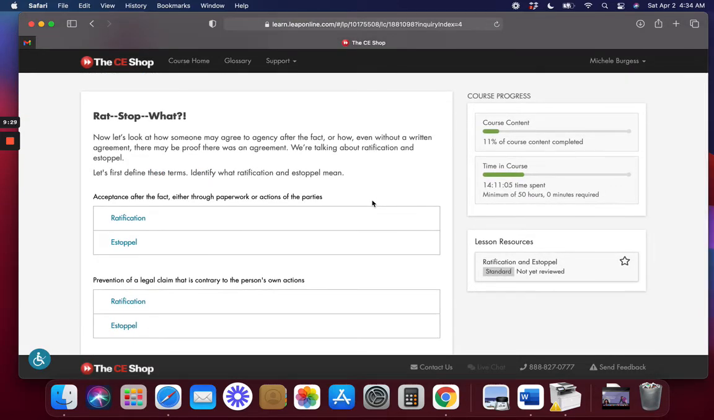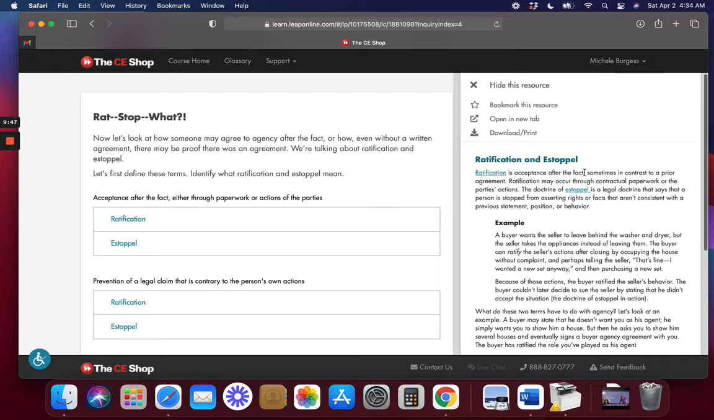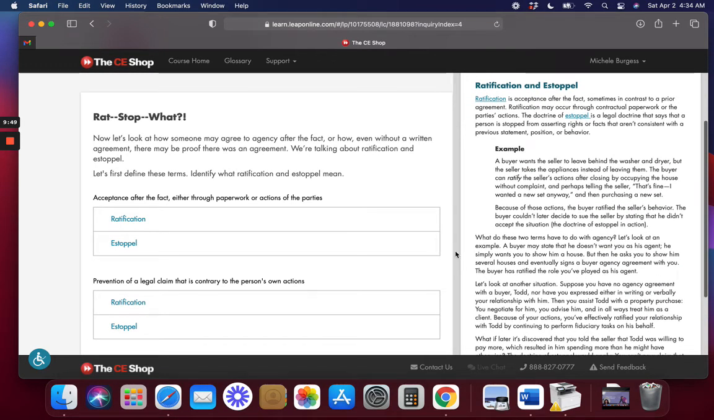Let's look at how someone may agree to agency after the fact, or how, without even a written agreement, there may be proof there was an agreement. We're talking about ratification and estoppel. Okay. Let's identify what these terms mean. Ratification is acceptance after the fact, sometimes in contrast to a prior agreement.